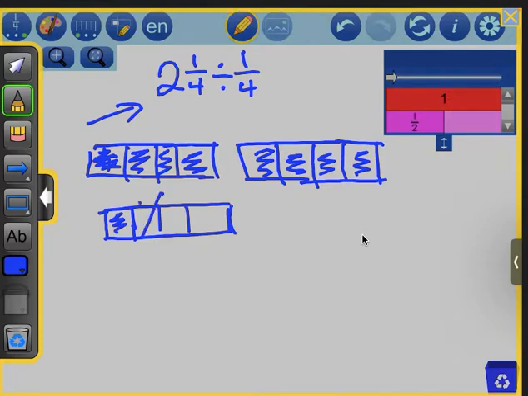And I haven't used these. Okay, so I just crossed those out to keep track that this is not part of what I'm dividing. I'm only dividing 2 and 1/4 divided by 1/4.